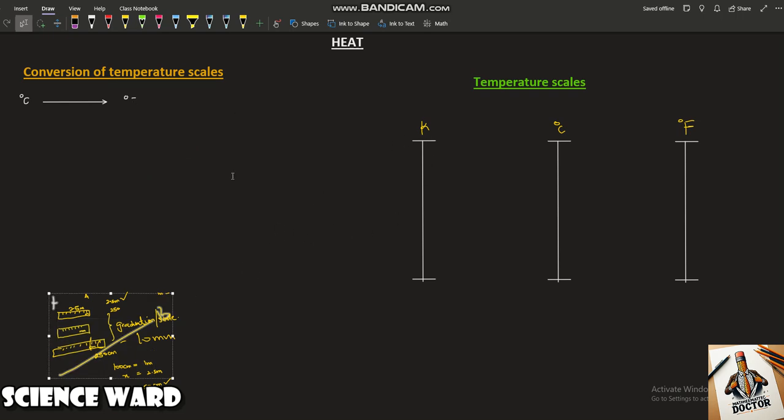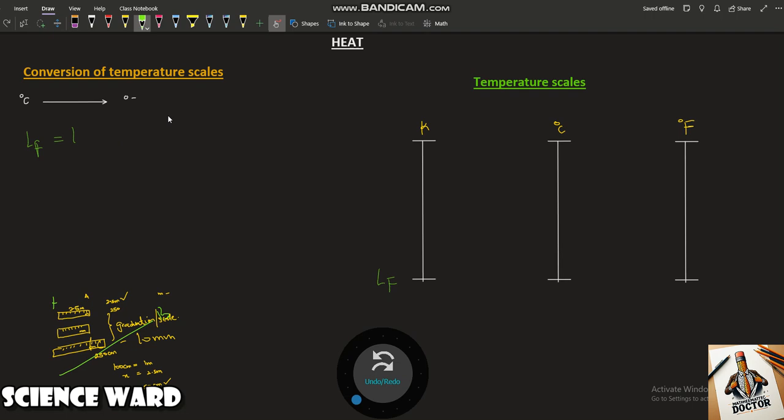Now, looking at this together, we can talk about how this graduation is done. At the lower side of our temperature scale is what we call the lower fixed point. I'm going to give it LF, and LF is referred to as the lower fixed point.